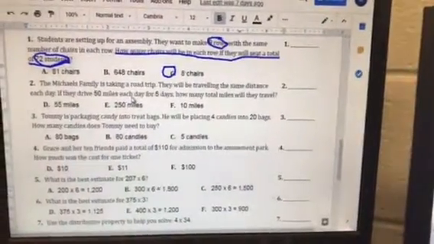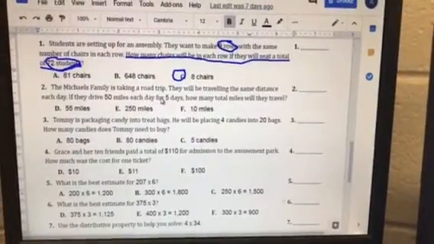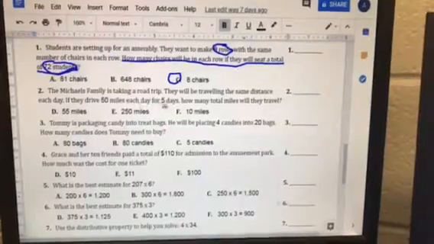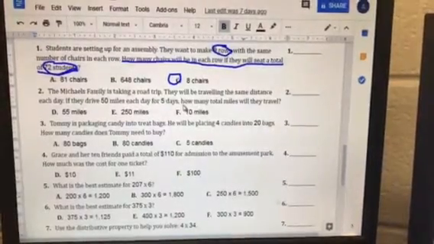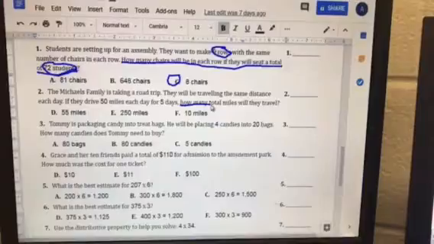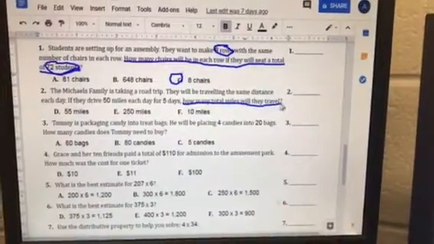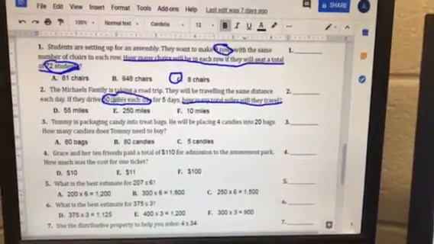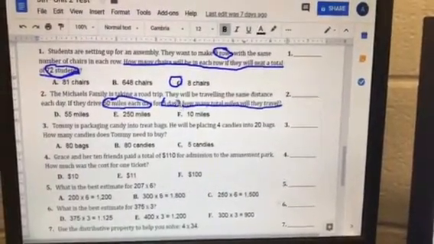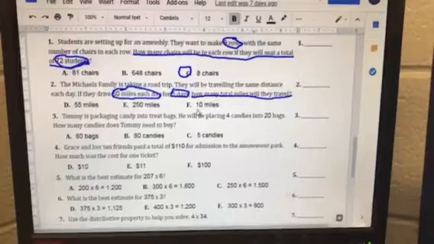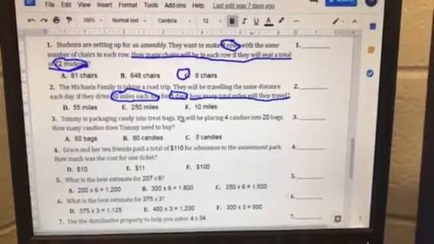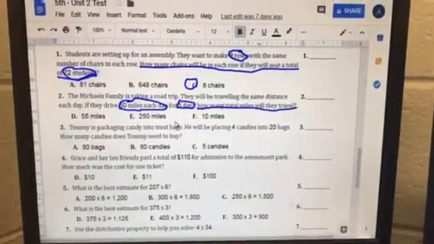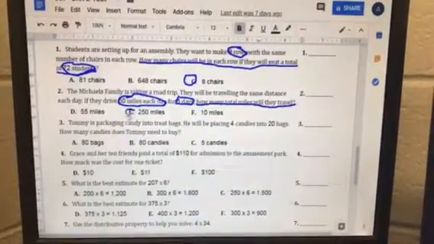Number 2, the Michaels family is taking a road trip. They will be traveling the same distance each day. If they travel 50 miles each day for 5 days, how many total miles will they travel? So our question, we want to see how many total miles, and we see that the important information is 50 miles each day and 5 days. So this will be a multiplication problem. And if I take 50 times 5, we know that our answer is 250 miles. So our answer is E.